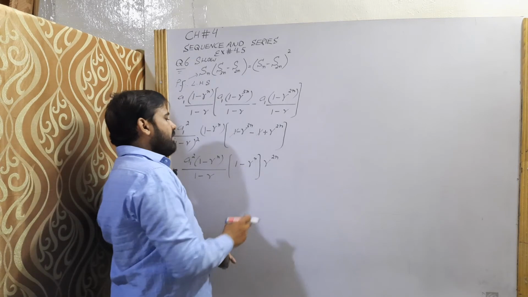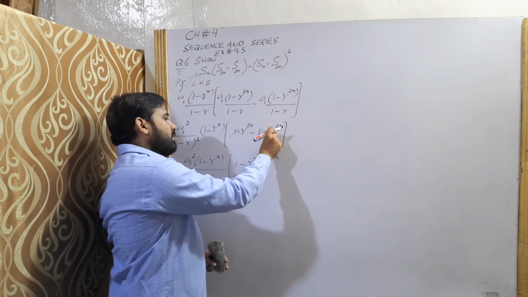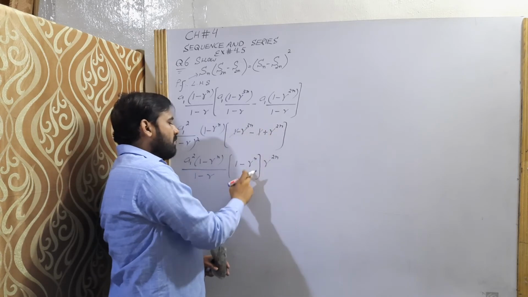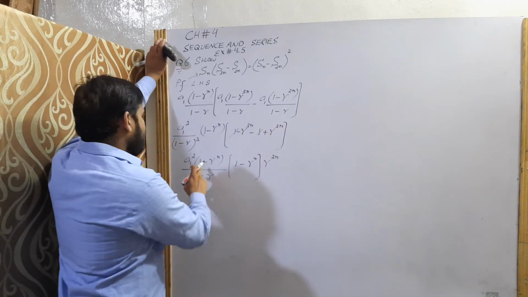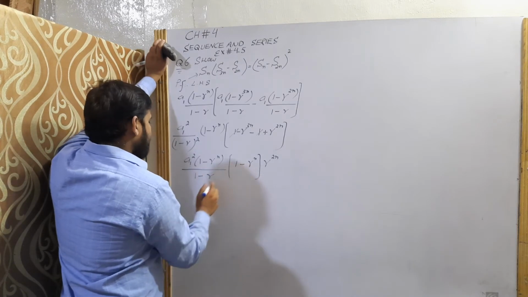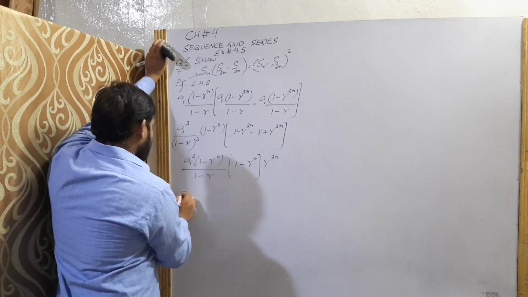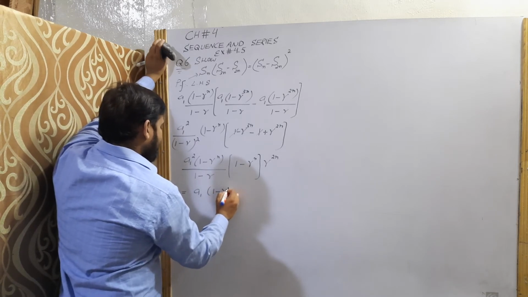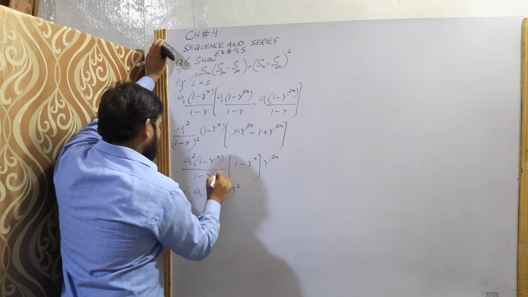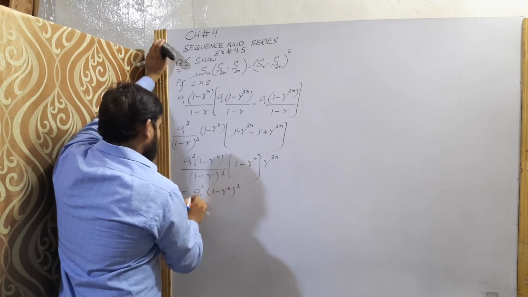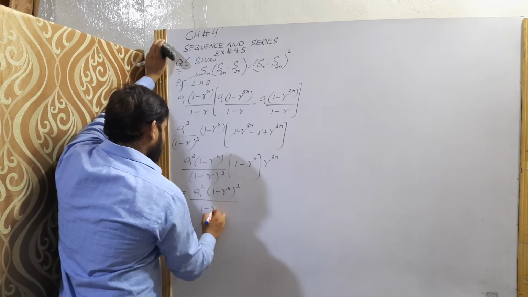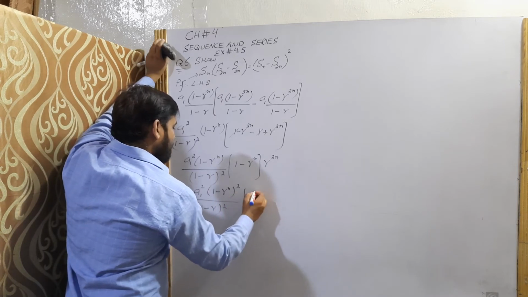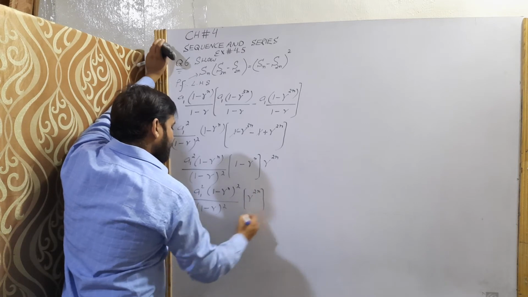Once again be careful, r raised to power 2n is common, so there is positive 1, there is r raised to power 2n, and there is minus r raised to power n. In this case bases are same, power must be added, so this is A1 (1 minus r power n) whole square divided by (1 minus r) whole square, and there is r raised to power 2n.